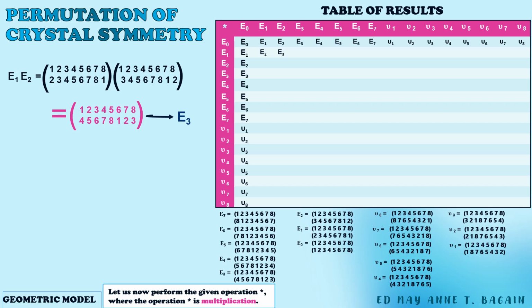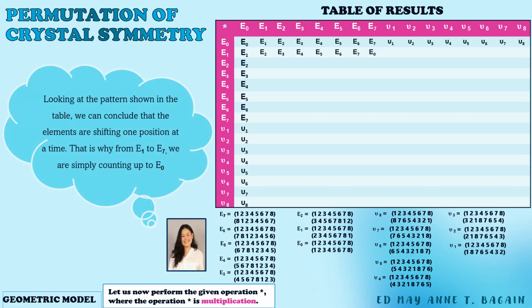Okay, therefore, looking at the pattern shown in the table, we can conclude that the elements are shifting one position at a time. That is why from E sub 1 to E sub 7, we're simply counting up to E sub 0. So as we can see, we're simply counting up to E sub 0 because E sub 7 would be the last number for epsilon. So the next one would be E sub 0. So E sub 1, 2, 3, 4, 5, 6, 7, and then we will be returning to E sub 0.